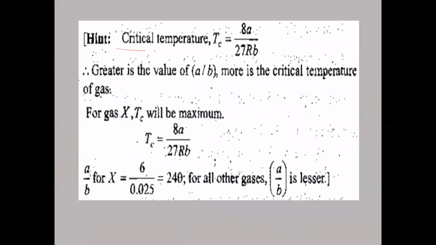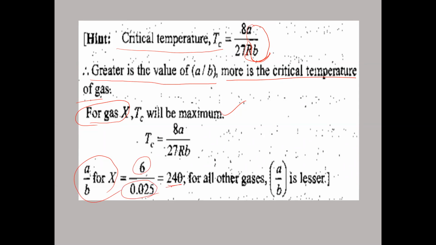Hint is given here. See, critical temperature is given by TC is equal to 8A by 27RB. This one. A by B ratio you take. So the greater the value of the A by B ratio, the more is the critical temperature of the gas. So for gas X, TC will be maximum. Why? For gas X, the A value by B value is 240 here. For all other gases given here, the A by B value is lesser. That's why the answer is that for gas X, it is a maximum.